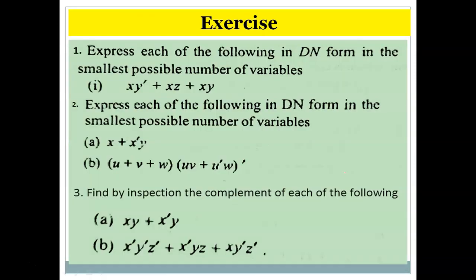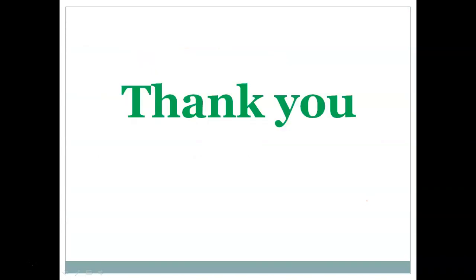You can try it, and here is an exercise based on this discussion. In this case you have to express each of the following in DN form in the smallest possible number of variables, and then find by inspection the complement of each of the following DN forms. So that is it about this lecture.